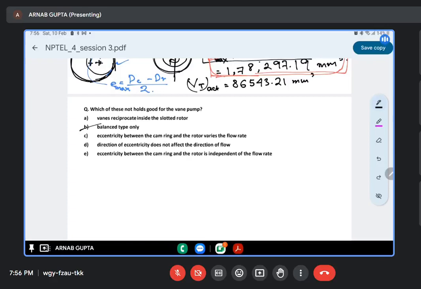Vanes reciprocate. We won't say it reciprocates, rather it slides. But let's see the other options. Eccentricity between the cam ring and the rotor varies with flow rate.